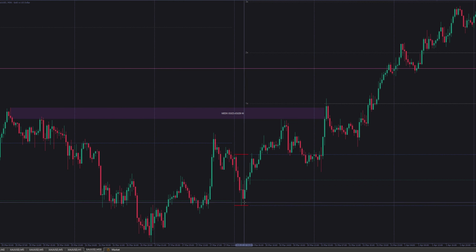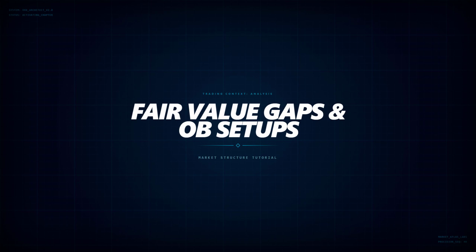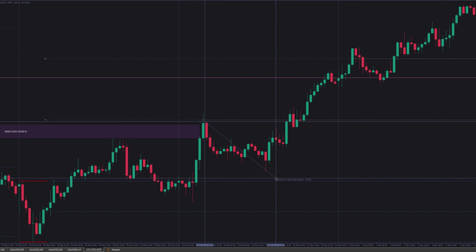Here's a powerful weekly setup. The week opens, moves to the midline of the previous week's range, and holds. Perfect touch, immediate rejection, and the market runs straight to the weekly expansion target. Traders who got in around that midline touch, over $100 of move before the week closed.